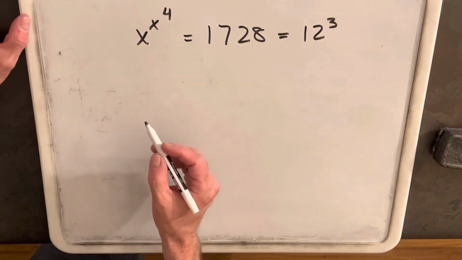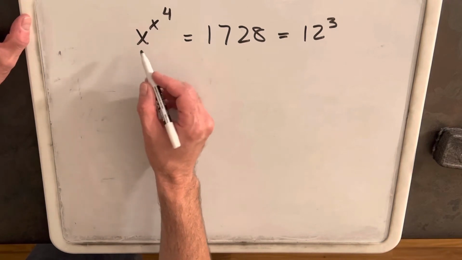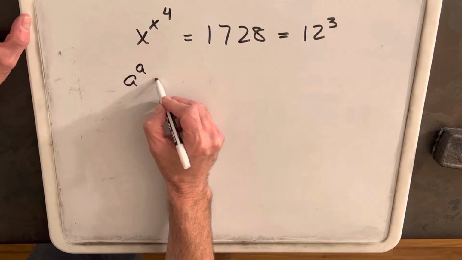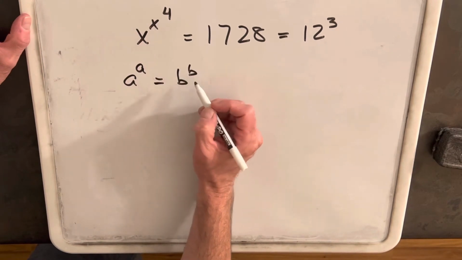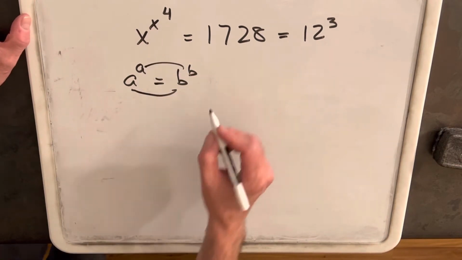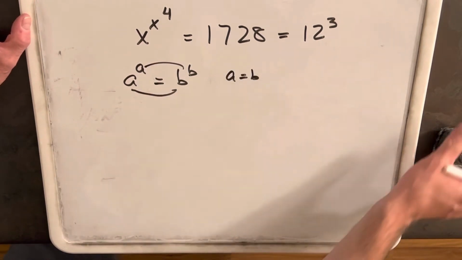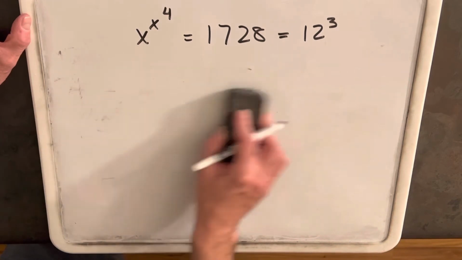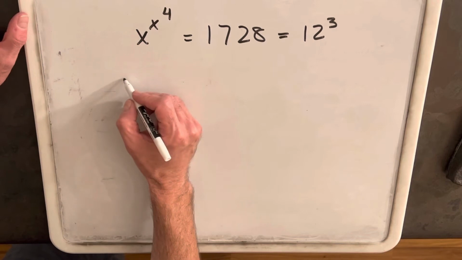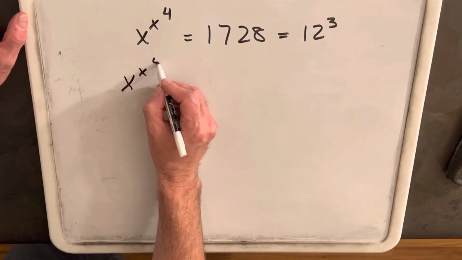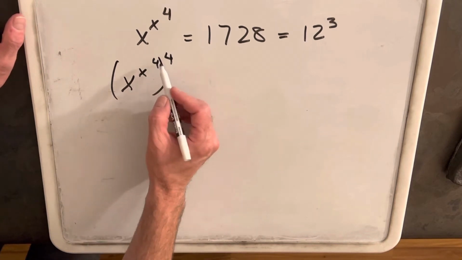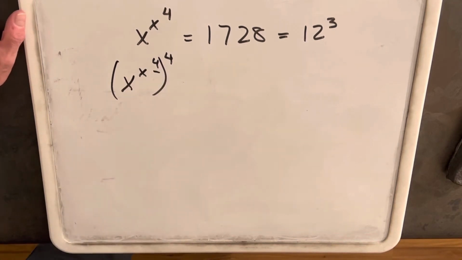Now, like in the previous problems with these tower problems, we want to get this to look something like a to the a equals b to the b, because then we can equate base to base, exponent to exponent, and say a equals b, and then the problem tends to become easier to solve. So to start with, on the left side I'm going to take this to the fourth power, hoping to use the fact that we already have this 4 here.